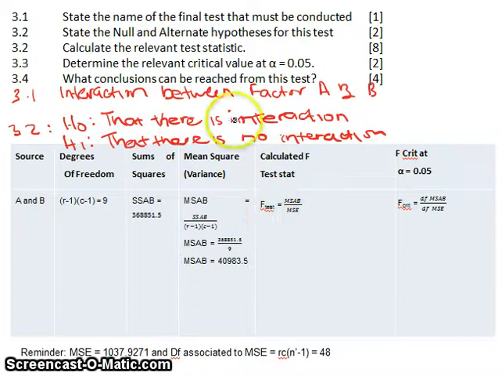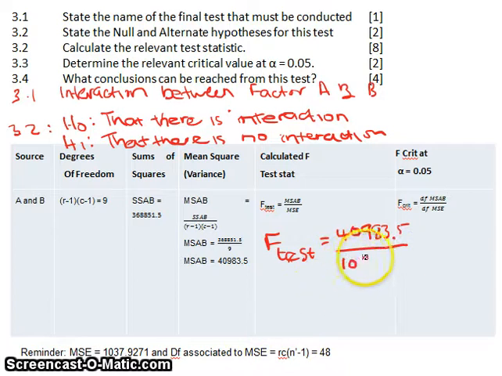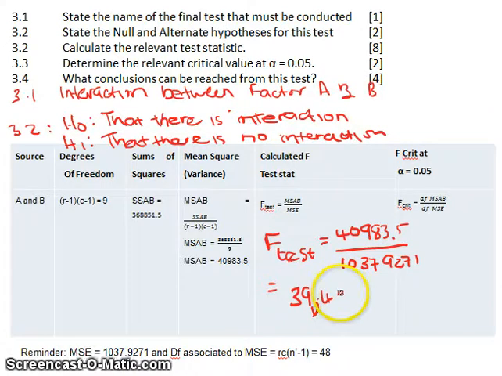And then when it comes to the F test statistic, which is the next thing, we do the very same thing. So F test is equal to 40983. We've calculated all of that over 5 over MSE, which is 1037.9271. And the answer for the interaction hypothesis, null hypothesis, is 39.484859. Excuse that bad looking comma over there.